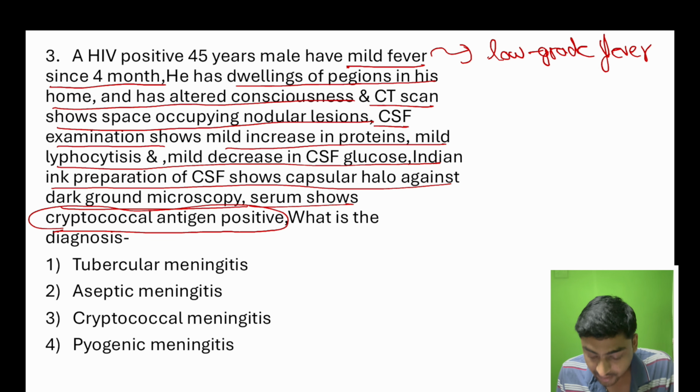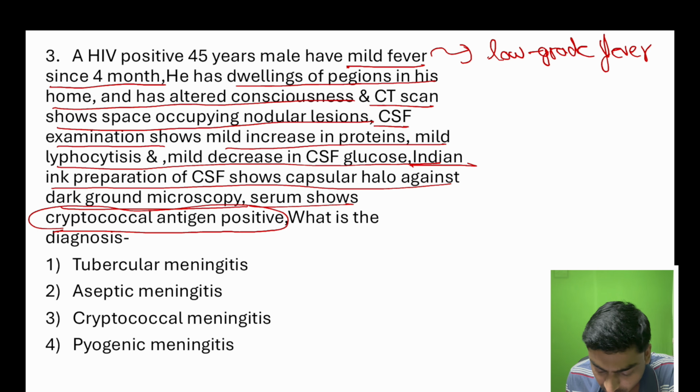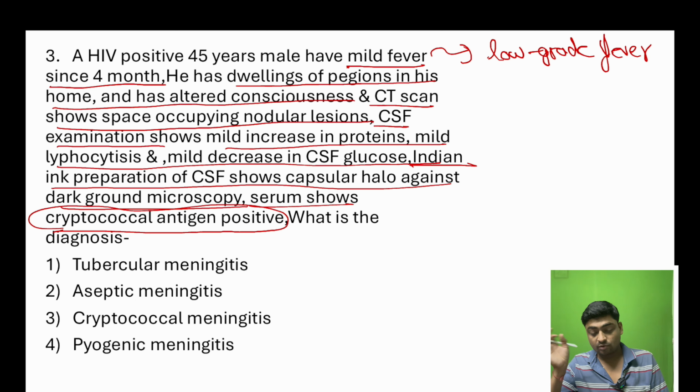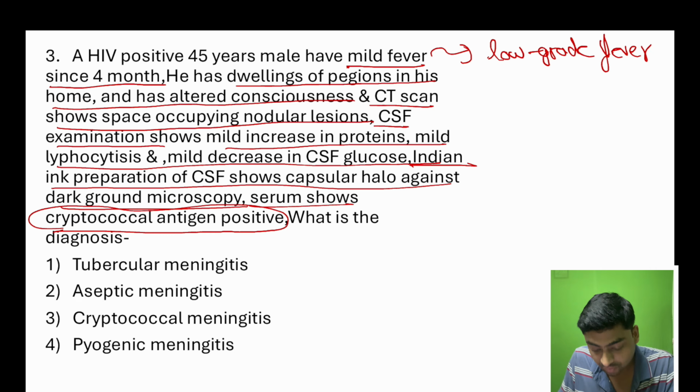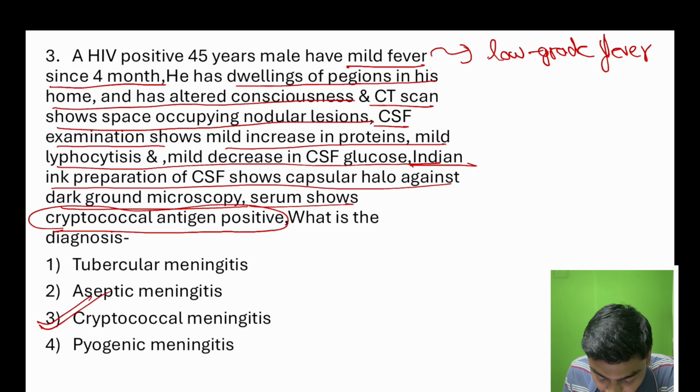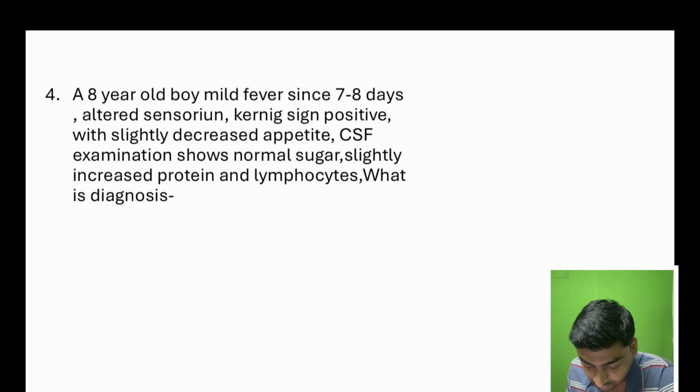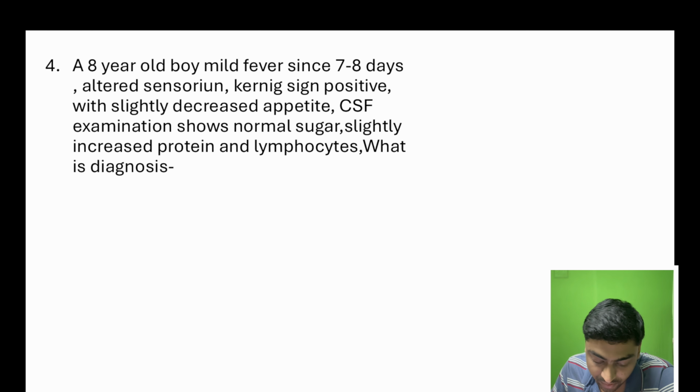And the most important hint which is given in the question is Indian ink preparation of CSF shows capsular halo against dark ground microscopy, and the serum shows cryptococcal antigen positive. So the question itself has the answer, that is, cryptococcal antigen is positive. So according to it, the diagnosis is cryptococcal meningitis. So option third is correct. Now let's move to the fourth question.